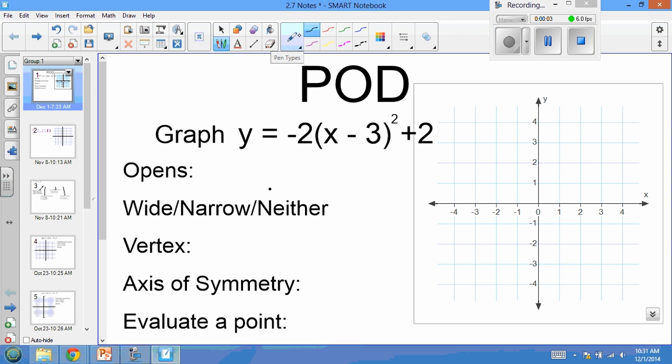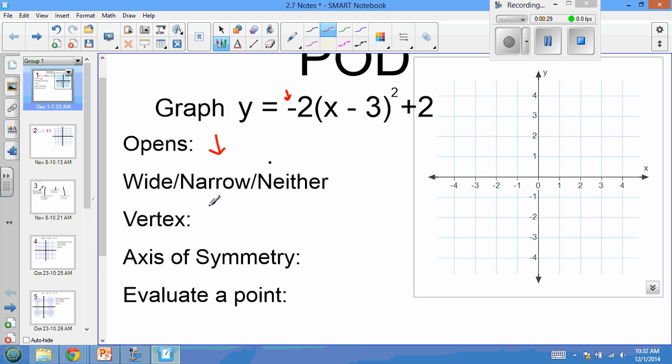Okay, first thing, I just want you to look at the POD because I am not here to go over it with you. Okay, so this is our vertex form, so graphing our quadratics. To determine how it opens, remember you want to look at your sign out front. Since this is a negative, we know that it should open down.